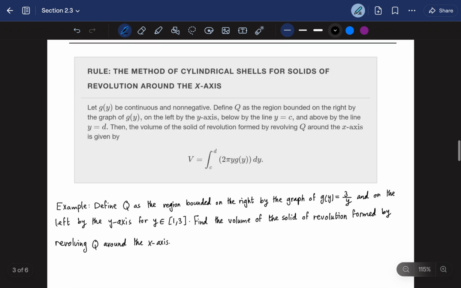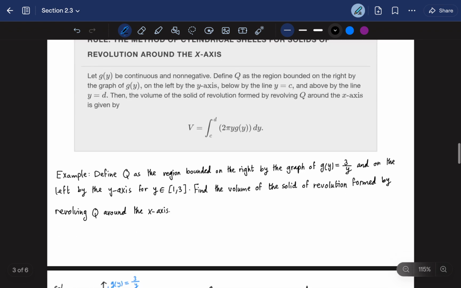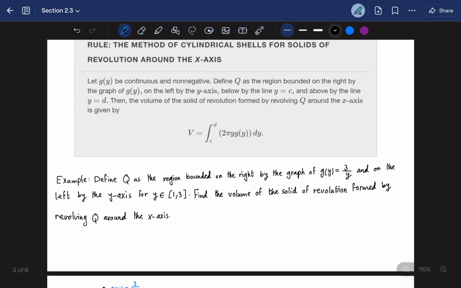Okay, so similarly, if I had a function in terms of y, and the region is between that function and the y-axis, and I'm revolving the region around the x-axis, we need to use the cylindrical shells method, but we have the volume in terms of y. That's it.